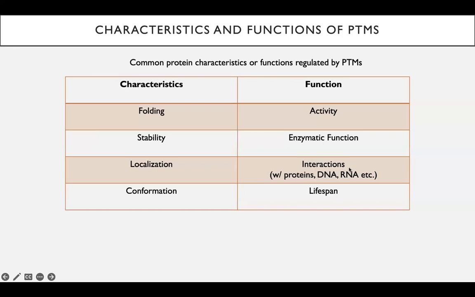Some other functions that they can control are what the protein interacts with. So controlling interactions with other proteins or other macromolecules such as DNA or RNA. And then finally, the end lifespan of a protein. When you think about that, maybe ubiquitination and the ubiquitin proteasome system, where that modification then leads to the turnover of the protein and hence the termination of its functional lifespan.